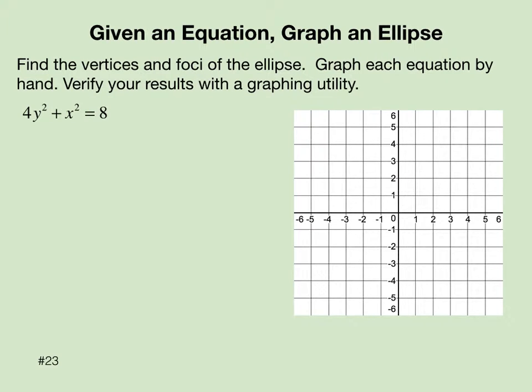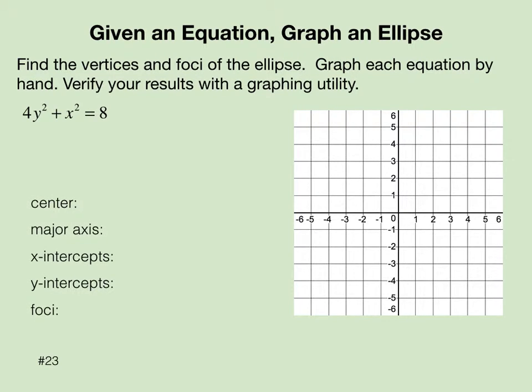We are given an equation of an ellipse: 4y squared plus x squared is equal to 8. We're told to graph this ellipse by hand and to verify the results with a graphing utility. In order to graph an ellipse, there are certain characteristics that we're going to need to identify.